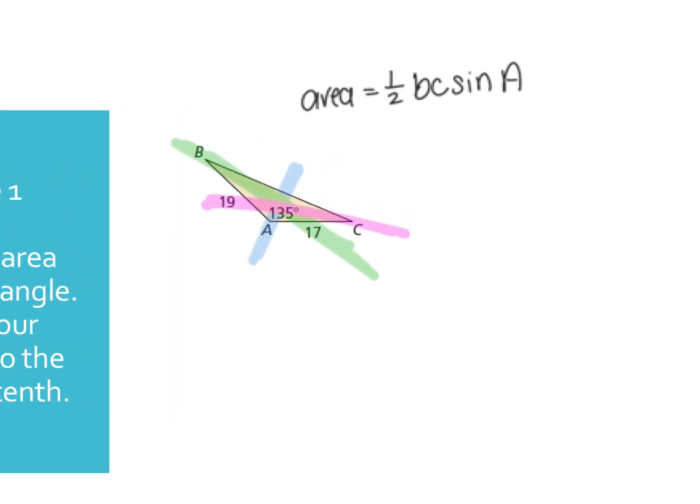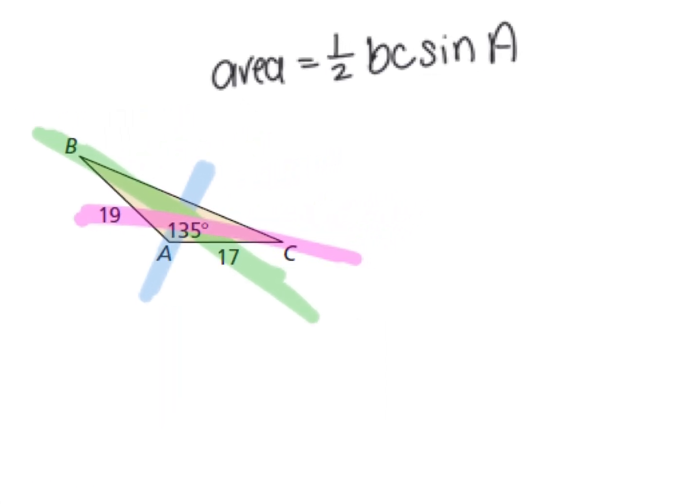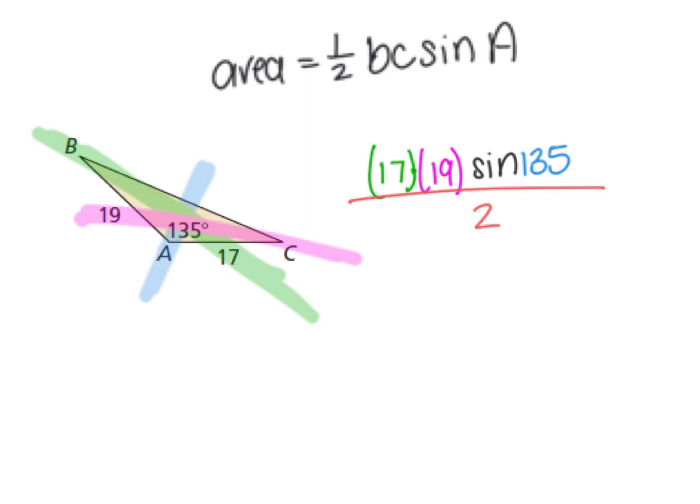Now I'm going to go ahead and plug in. I have B. What's side B equal? Okay, so I'm going to have 17 times, or we'll keep it in parentheses. What's C? 19. Here's my 19. And then I also have sine. What's my sine? A is going to be 135. And then everything is being divided by 2.